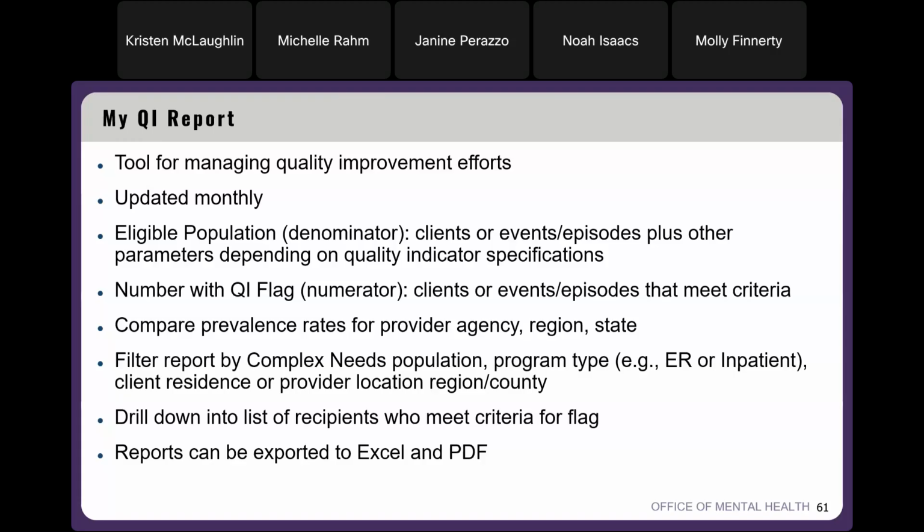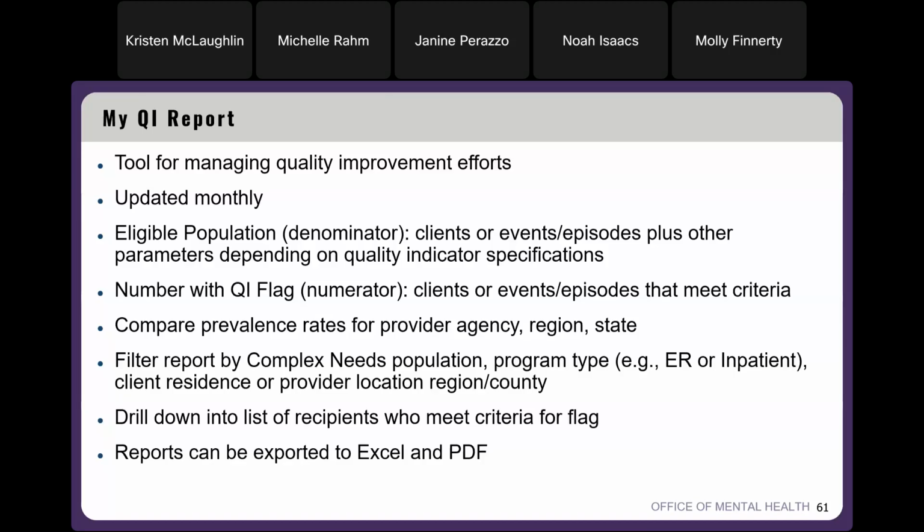So basically what you're going to be seeing after you're looking at the eligible population as well as the number with the quality flag is the prevalence rate. So that's just another way of saying numerator over denominator. And you have the ability to compare your prevalence rate against the region and the state. And in PSYCKES, again, you want to see that prevalence rate go down over time, even if that's a little bit different than other applications, because the lower the prevalence rate, the better that you're doing at that particular indicator. A high prevalence rate indicates that there's an opportunity for improvement.